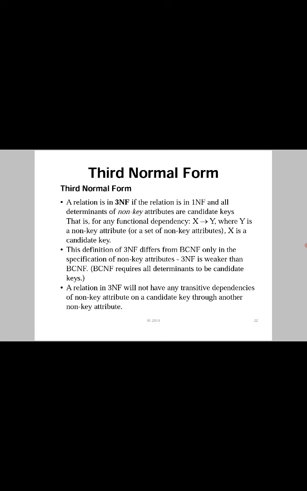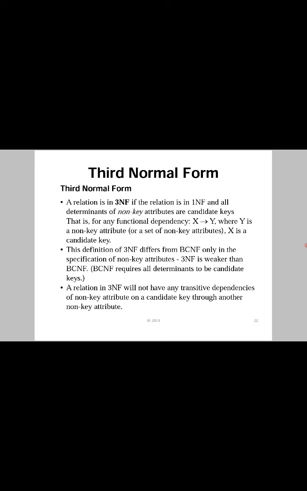So this definition of third normal form differs from BCNF only. A relation in third normal form will not have any transitive dependencies of non-key attributes on a candidate key through another non-key attribute. So this is the example for third normal form. Consider this employee relation.